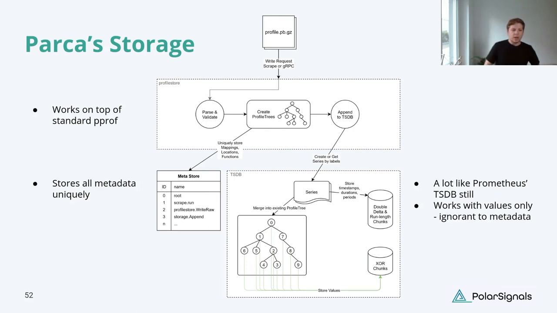So to recap, the profile store itself works on top of the standard pprof, and it creates a more efficient representation. It stores all the metadata uniquely in the SQLite database right now. And then we append this to a TSDB, which is still a lot like Prometheus, but it works on top of the profile tree. And then every chunk for the different types of values also works just like Prometheus.